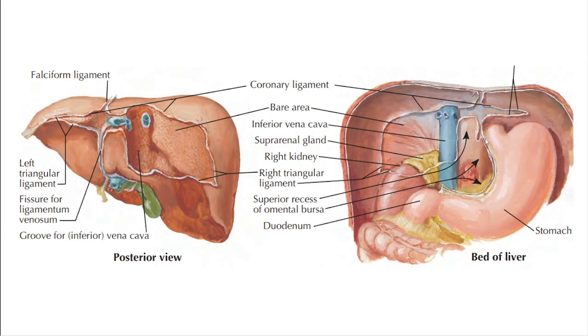Then the anterior layer of the lesser omentum is continuous with the left layer in the fissure for ligamentum venosum, continuous with the left coronary, left triangular, anterior layer of left coronary, and then finally the left layer of the falciform ligament.